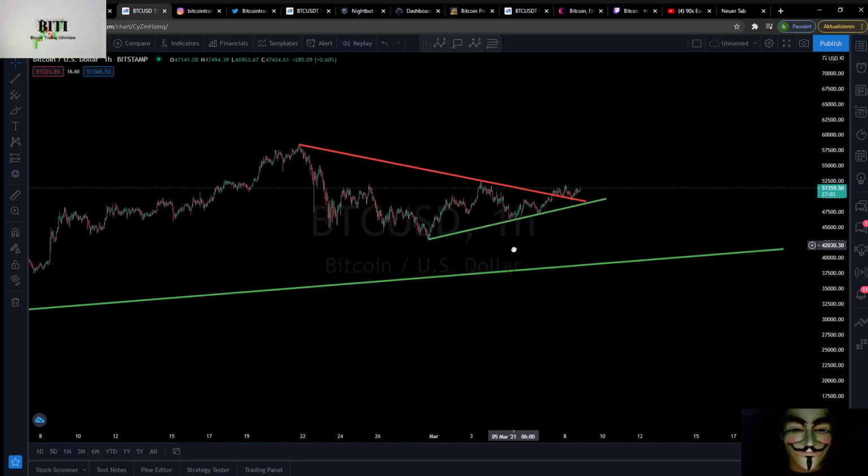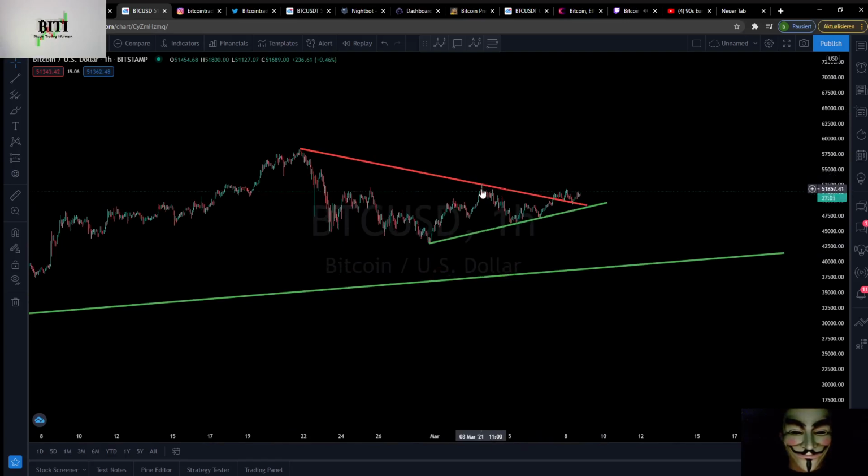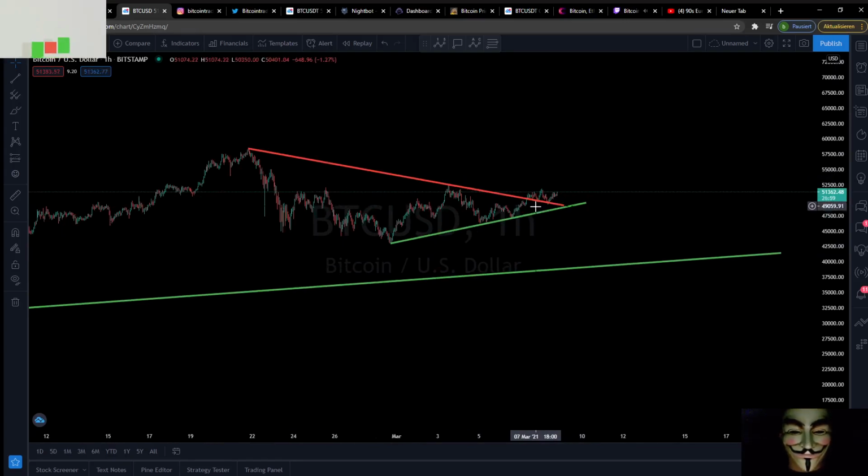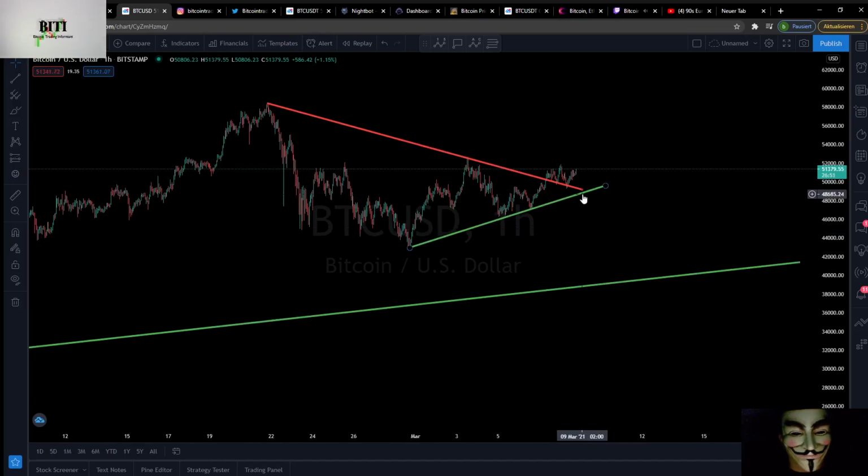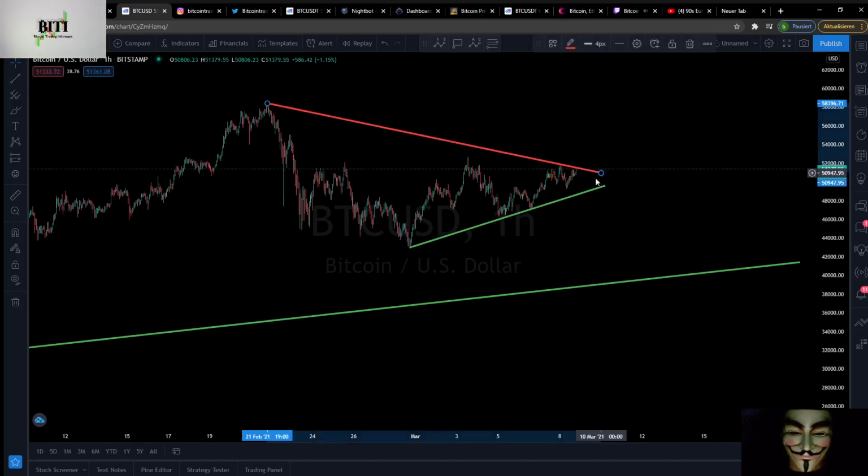This was the line from this point to the highest point. And yes, guys, we saw a breakout over this red line. We are momentarily over this red line. But if you are drawing a fresh line here, like this, you can see it.